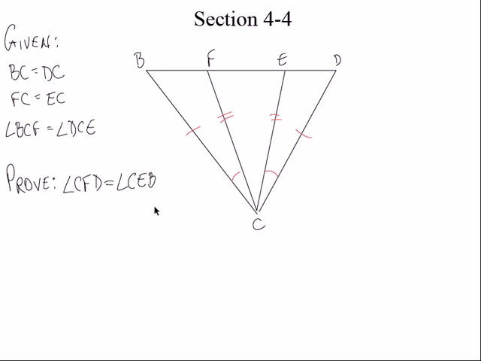Let's think about it first before we even write our 2 columns down. And what are we trying to prove? What we're trying to prove, I'm going to mark in a different color. We don't know this is true, but we're trying to prove it. That angle CFD, this angle right here, and angle CEB are equal to each other. Does it make any sense?